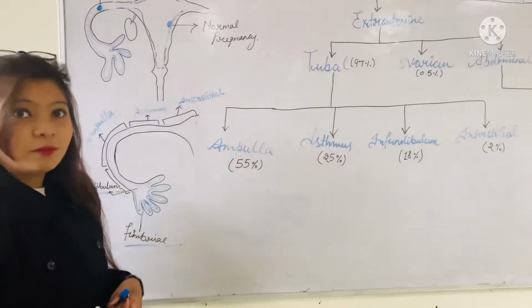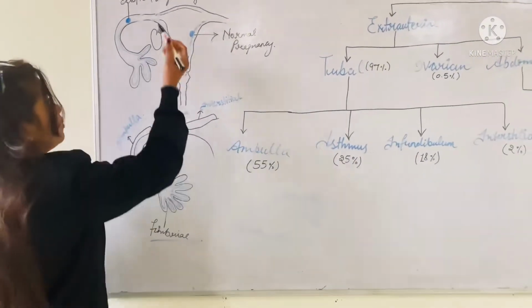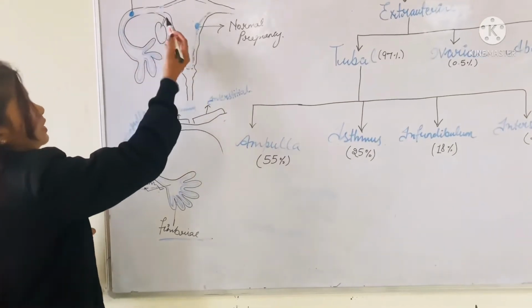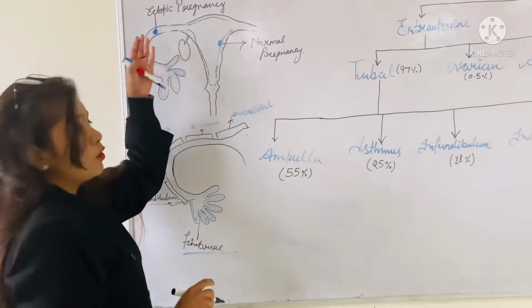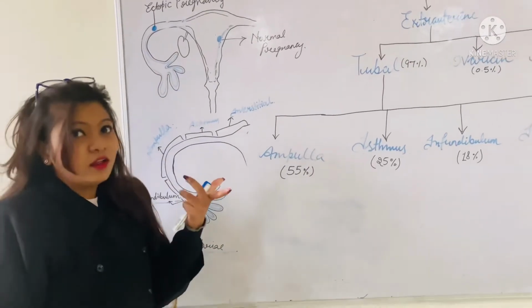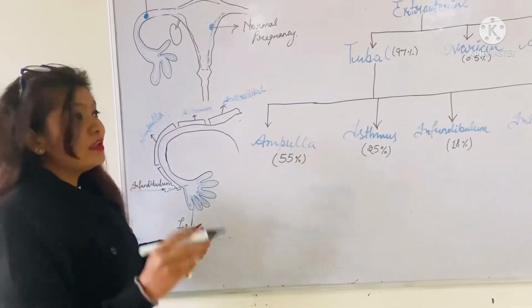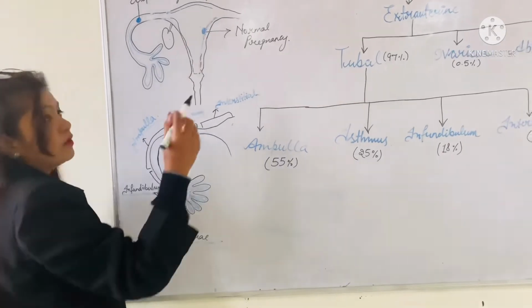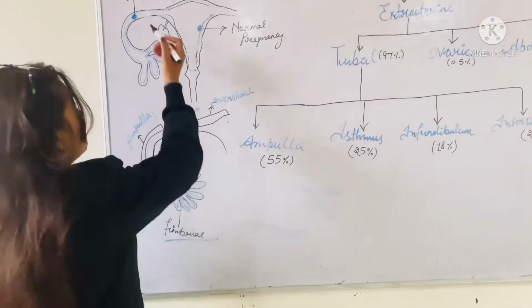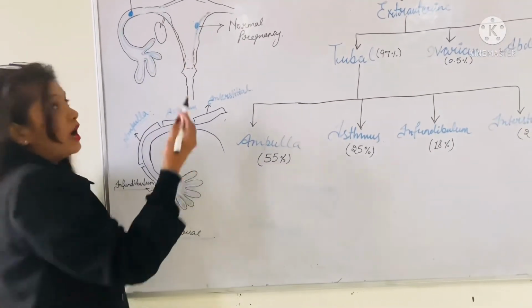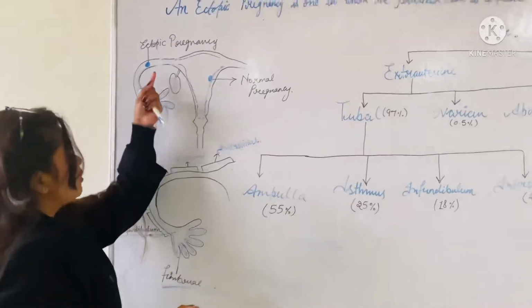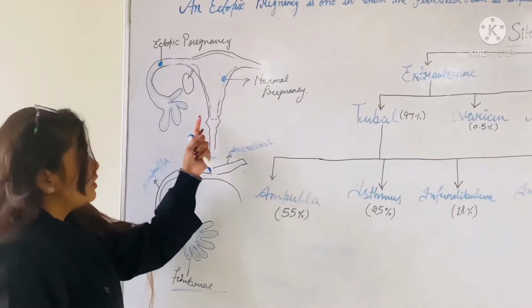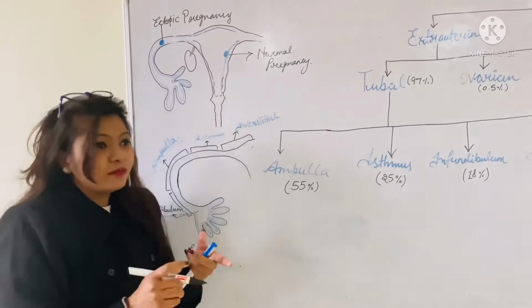But in the ectopic pregnancy, what happens? The fertilized ova won't be going to the endometrial cavity. It will remain inside the fallopian tube only, and it will be growing there. So that is ectopic pregnancy. The fertilized ova will be implanted and develops outside of the uterus. It may be anywhere. It may be in the fallopian tube, ovary, cesarean scar, or sometimes in the abdomen.